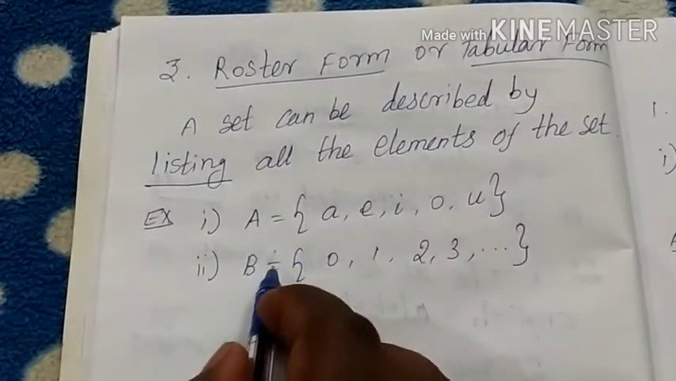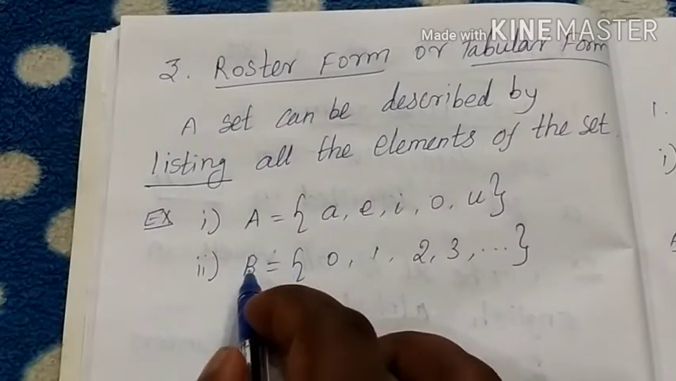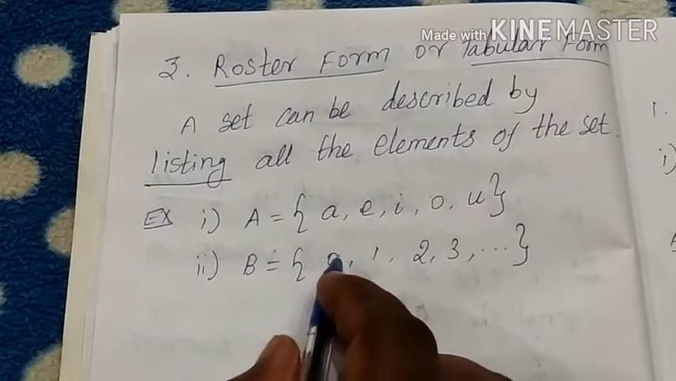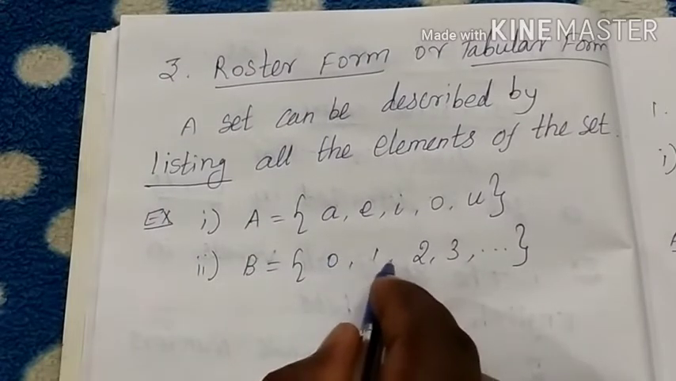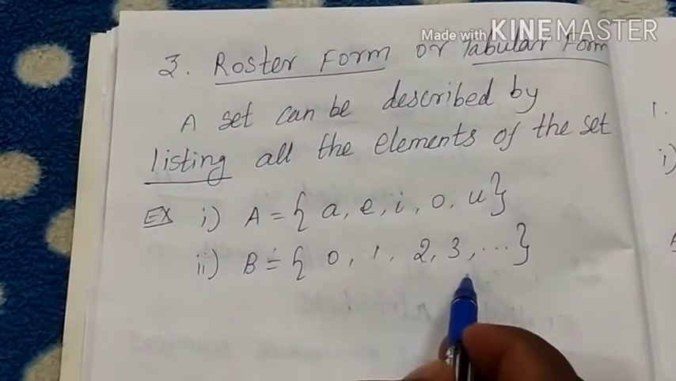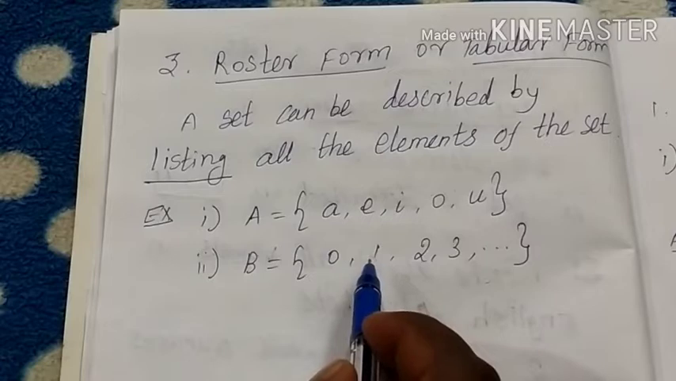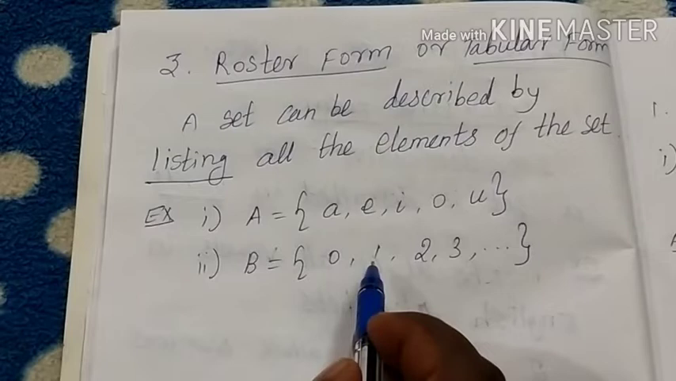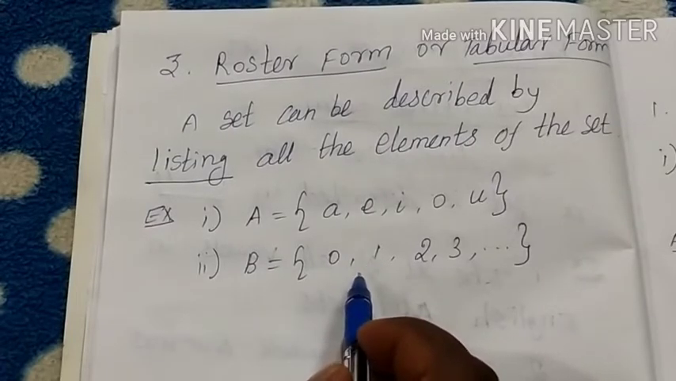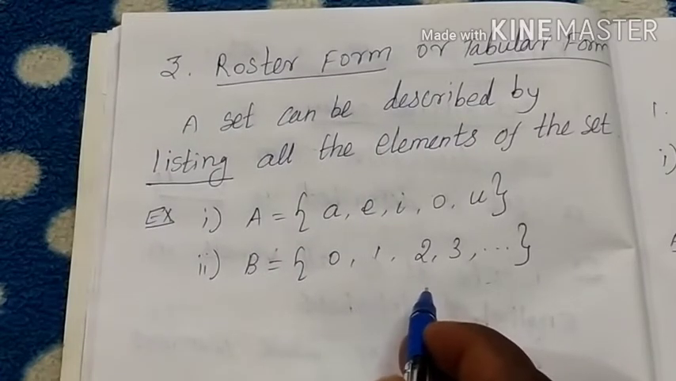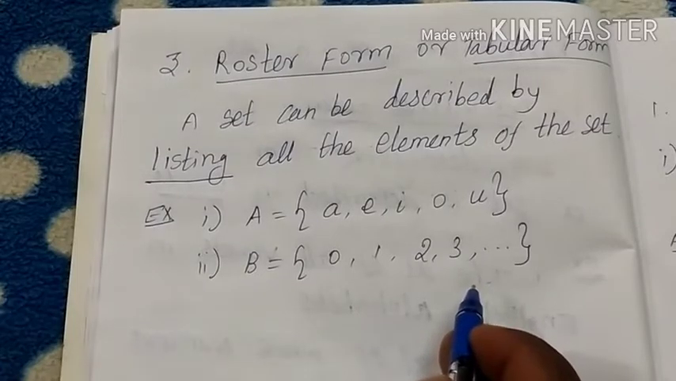Okay, what is the second example? The set of all whole numbers. Now B is equal to the set of all whole numbers, which start from 0. So 0, 1, 2, 3 and so on. This is the roster form. If you describe it in words, that is descriptive form. If you describe it by a rule, that is set builder form. If you list out the values, that is roster form. Have you understood the three forms? Okay.